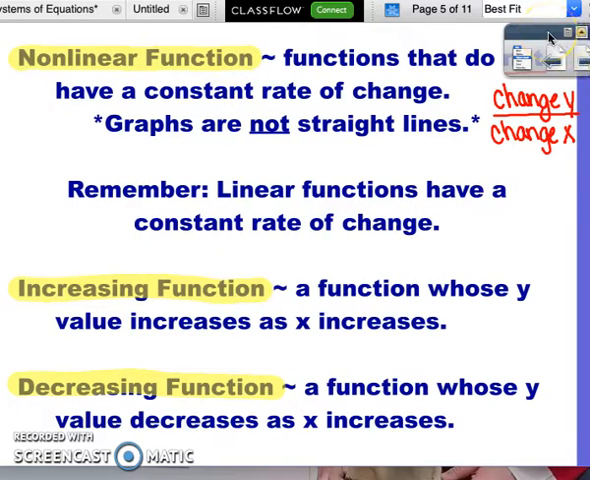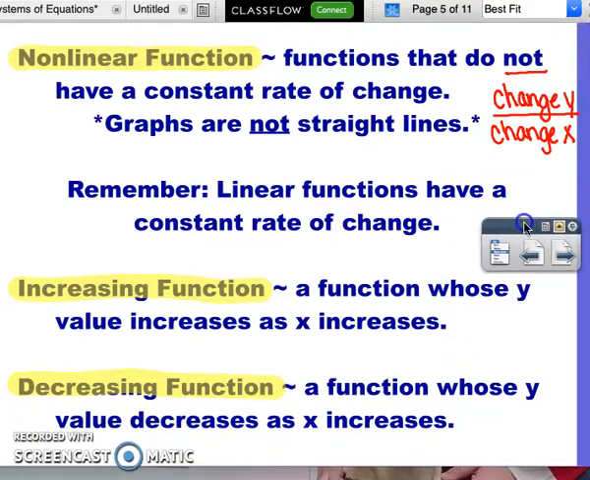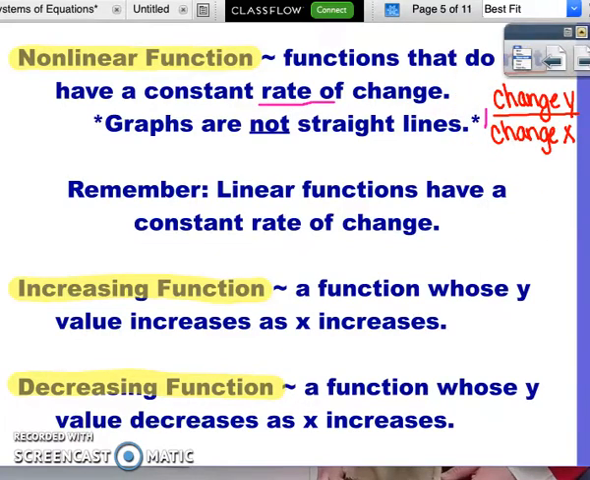Alright, first, nonlinear functions are functions that do not have a constant rate of change. Graphs are not straight lines. Nonlinear, not straight. We need to find the rate of change, finding the change in the y over the change of the x. Remember, linear functions have a constant rate of change. Constant means the same each time, or if it's a ratio, it reduces down to the same.